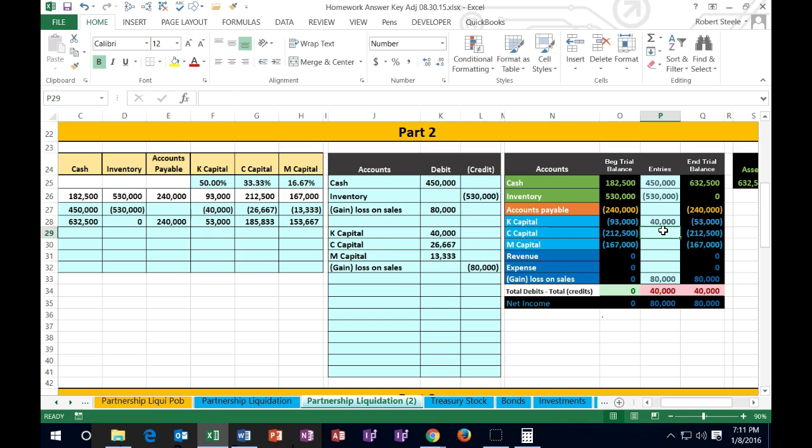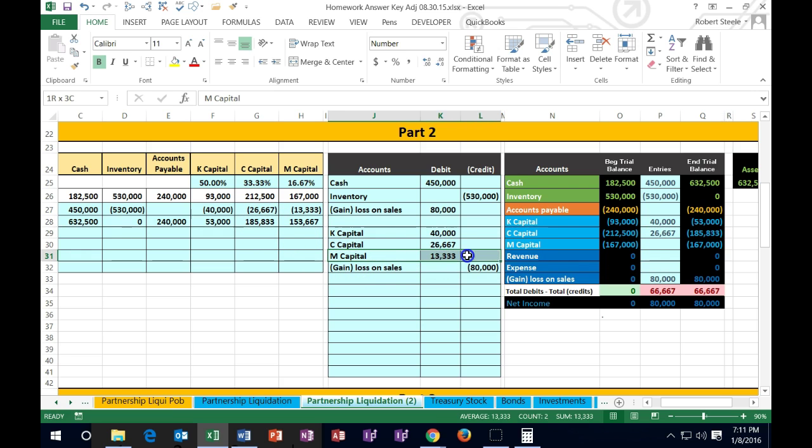We're going to post it to the middle column, being P29 equals, point to the 26,667. That's a debit, this is a credit, it's going to make the credit go down to 185,833, which matches our worksheet.